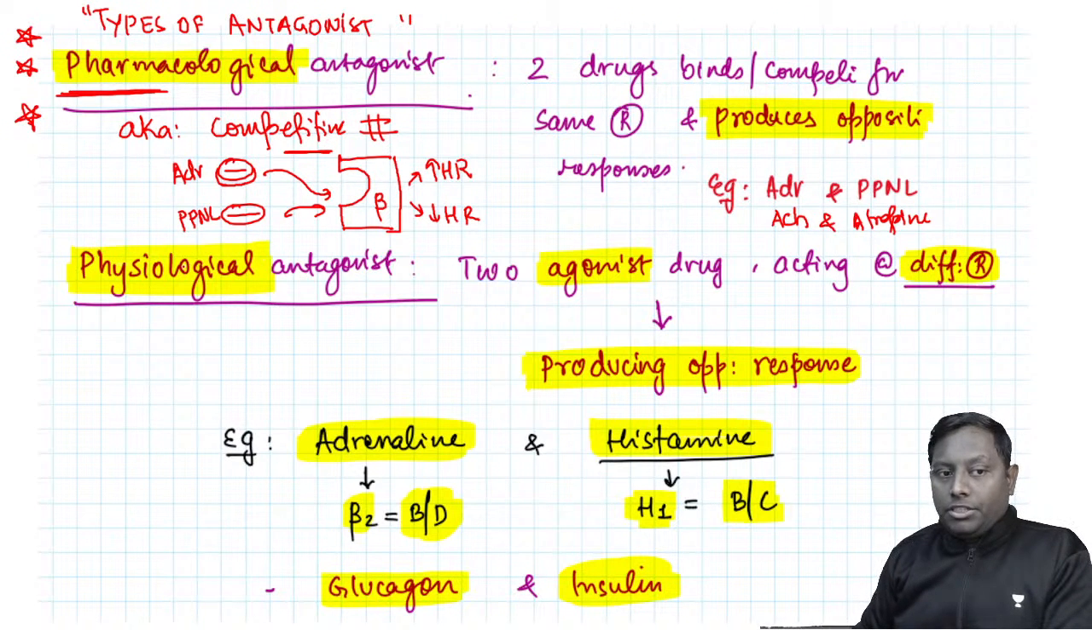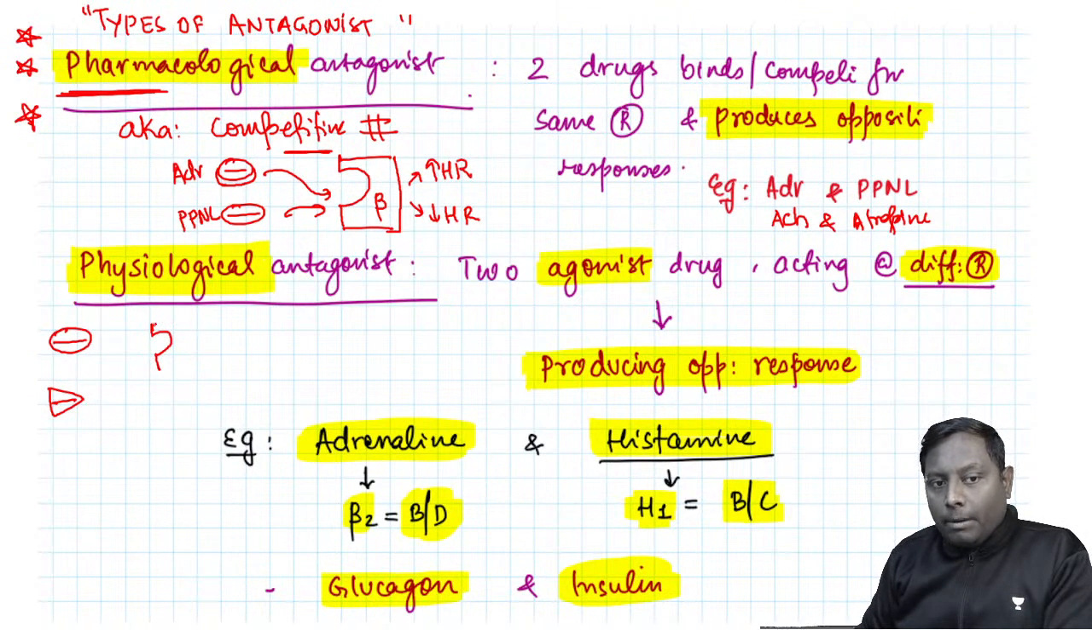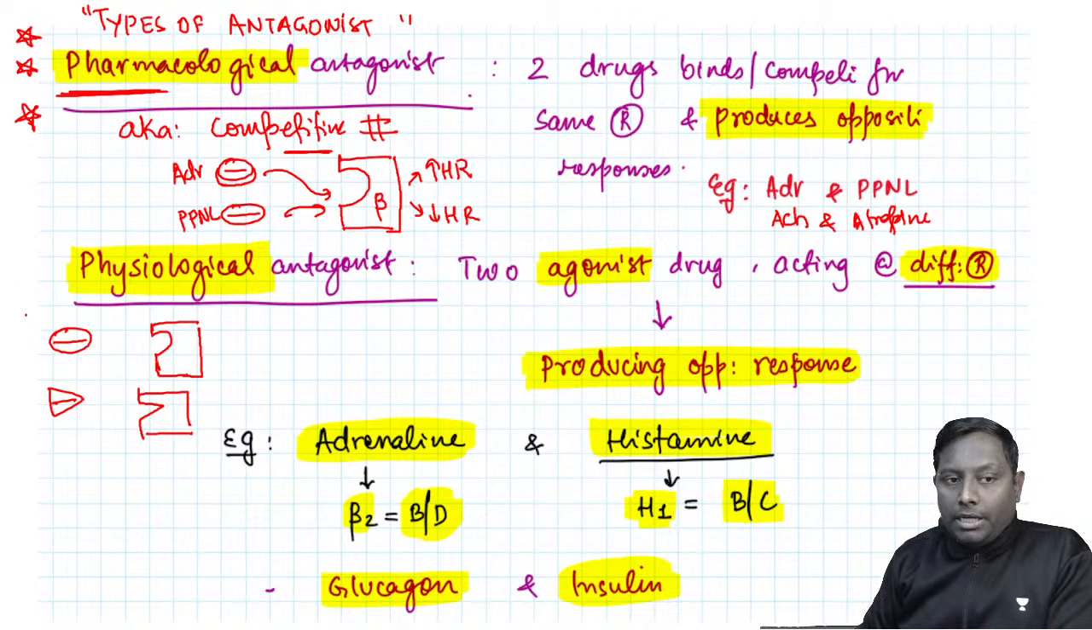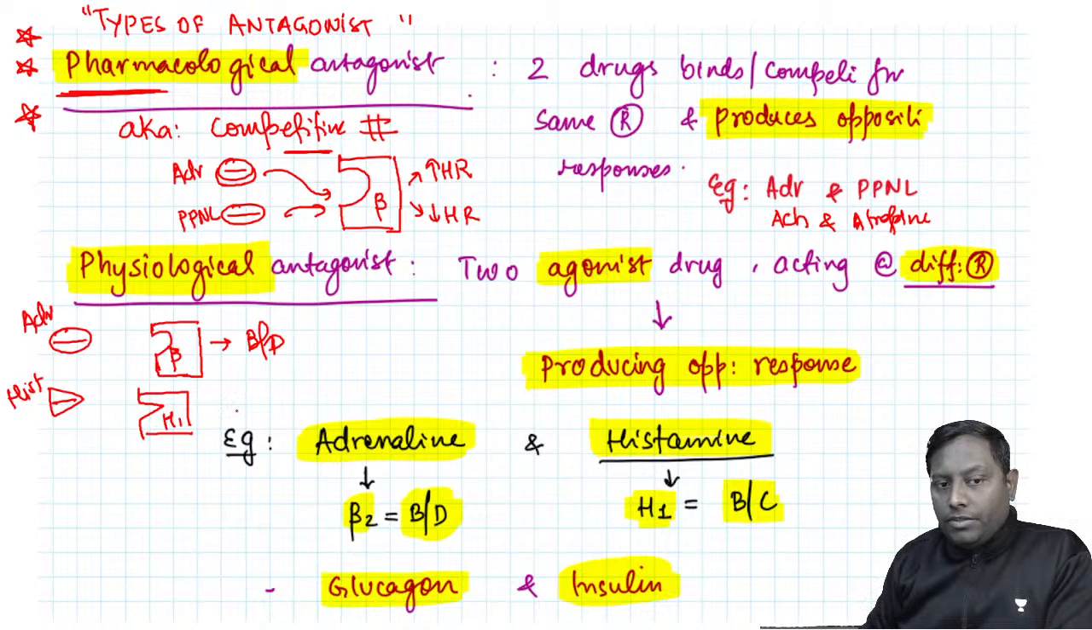Then we have physiological antagonists, where there are 2 agonists. Okay, so we have one agonist and we have one more agonist. We are having 2 agonists, but both of these agonists are not going to compete with each other at all. There is no competition between them at all. They both will be acting differently at a different site, but they produce opposite action. For example, let's say this is adrenaline and this is histamine. When adrenaline acts on the beta receptor of the lungs, it can cause bronchodilation. When histamine acts on the H1 histaminic receptor of the lungs, the bronchial smooth muscle, it can cause bronchoconstriction.